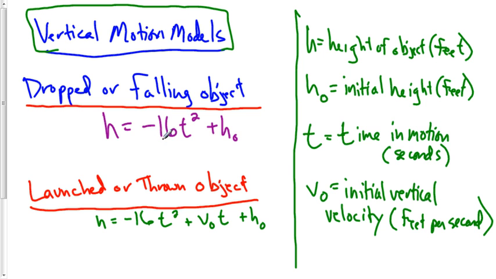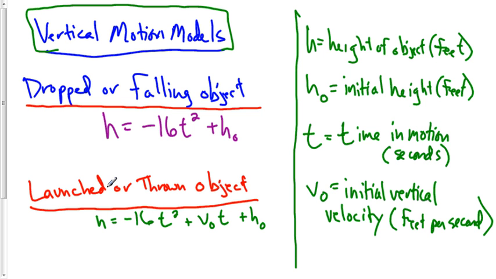For those of you that have taken physics, the negative 16 has to do with half of the speed of gravity in feet per second, which is 32 feet per second. So you might have seen negative 1/2 gt squared. So g is 32 feet per second. So half of that is 16.